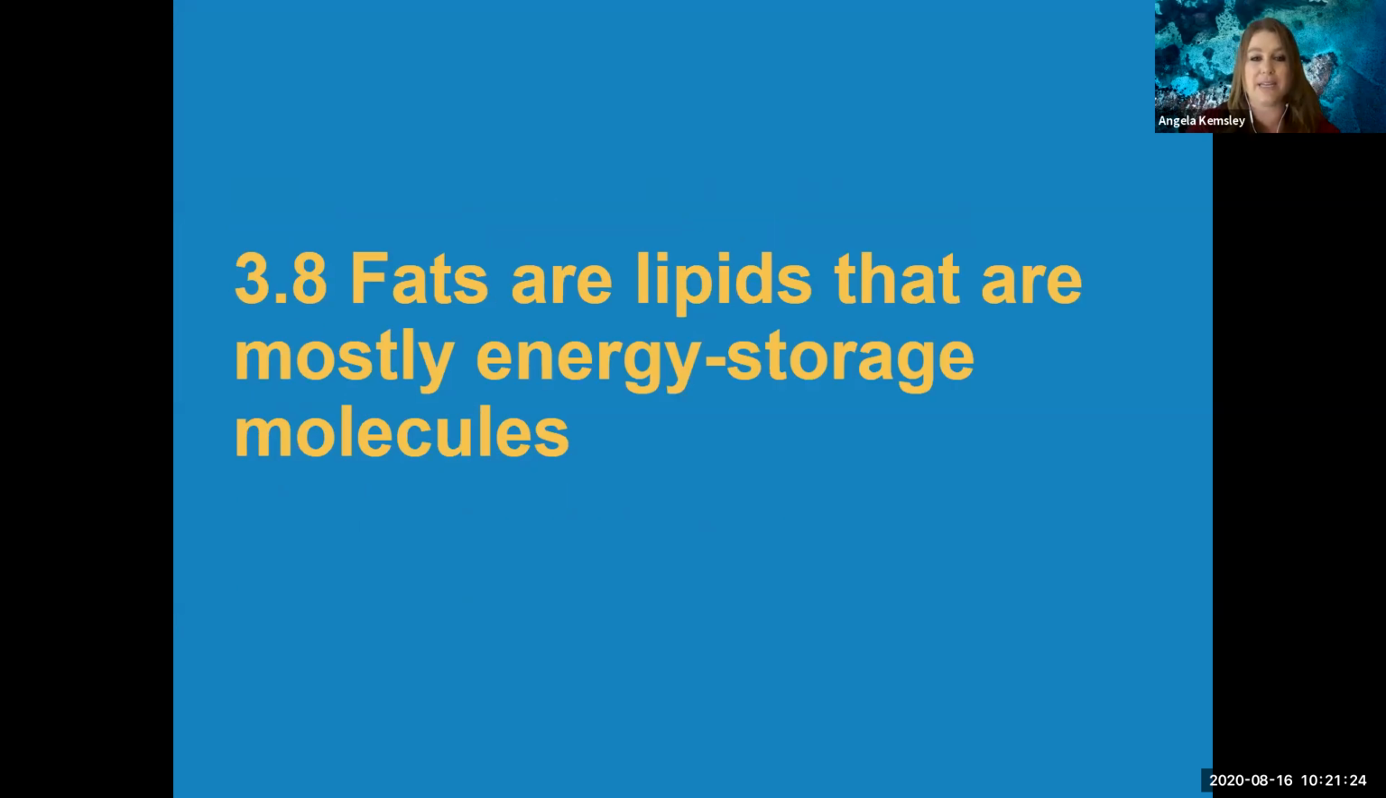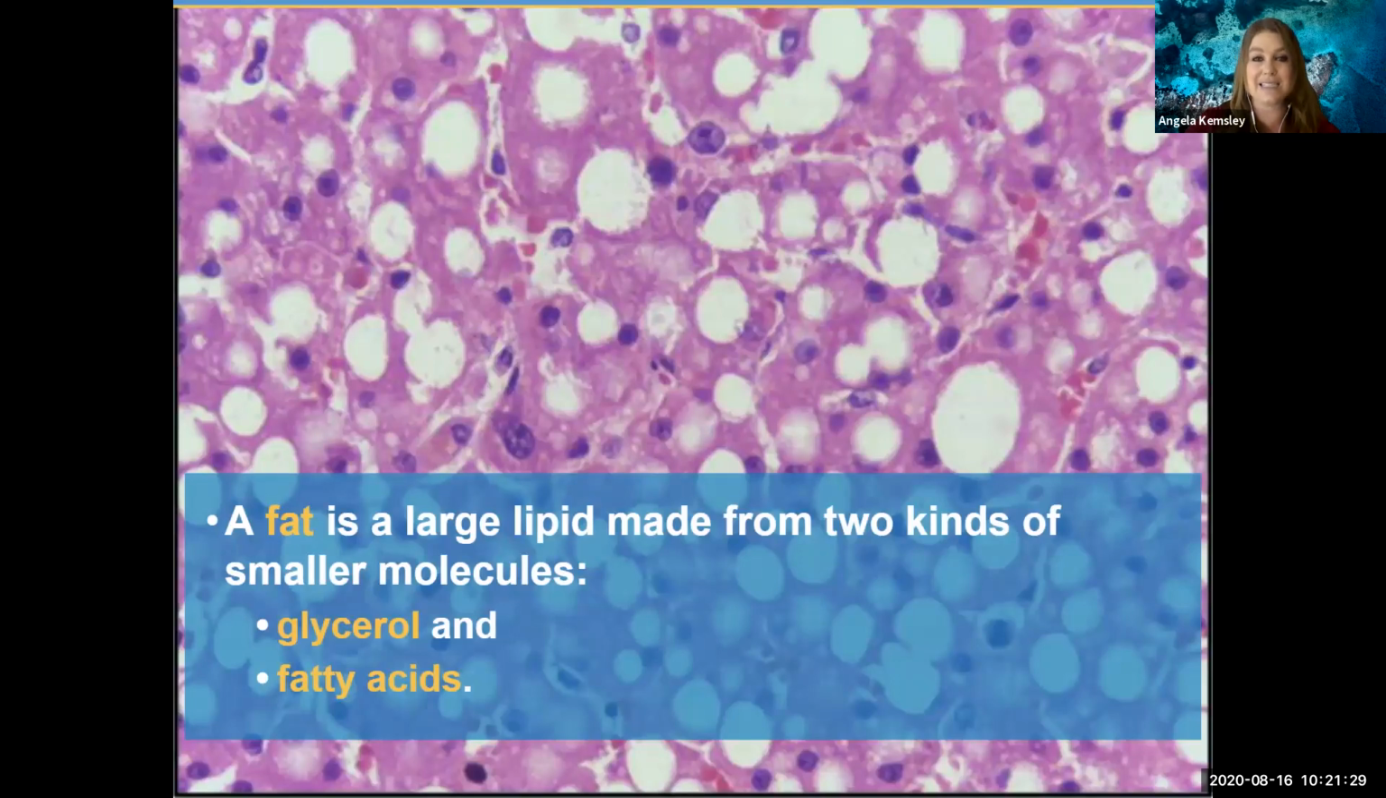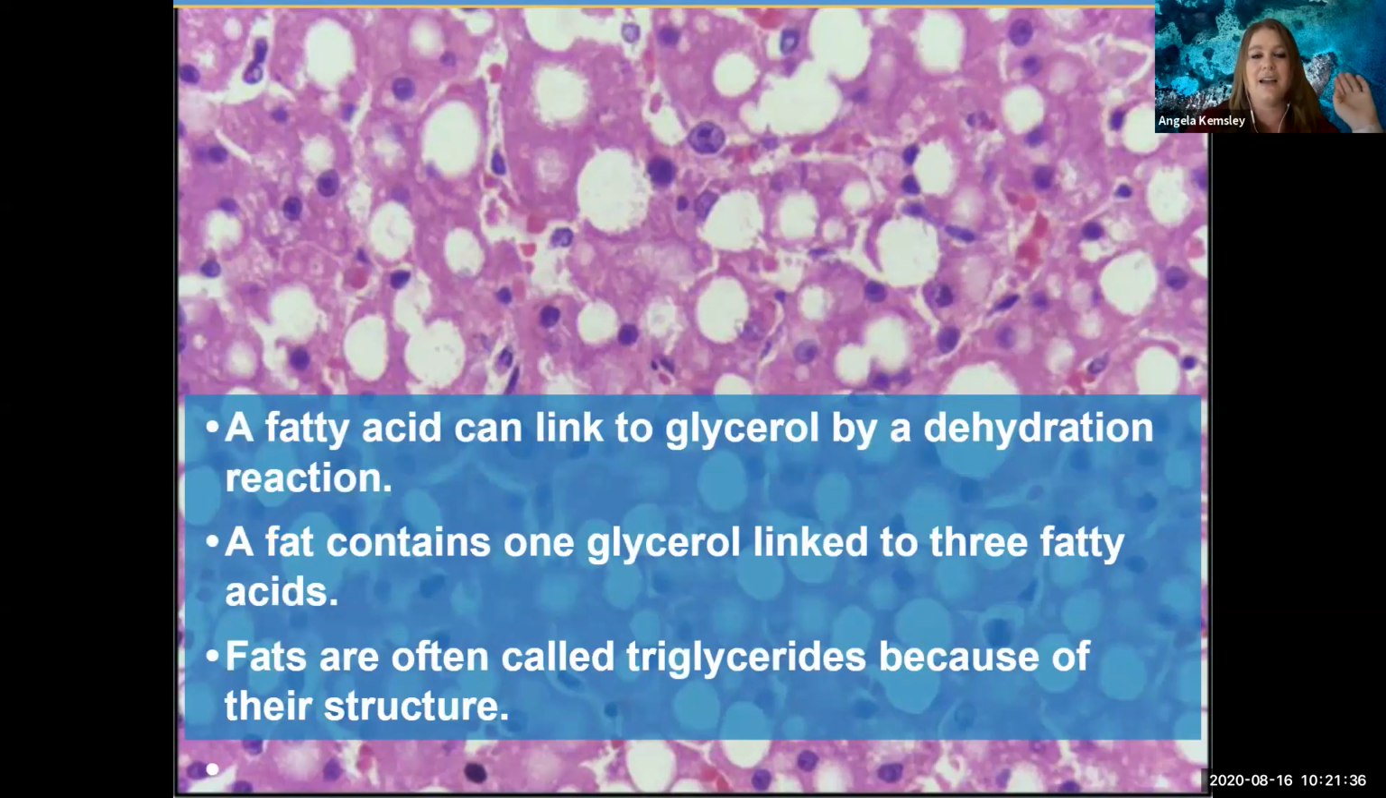So fats are lipids that are mostly energy storage molecules. A fat is a large lipid that's made up of glycerol and fatty acids. A fatty acid can link to glycerol by a dehydration reaction. A fat contains one glycerol linked to 3 fatty acids. We're going to look at a picture of this. And fats are often called triglycerides. The prefix tri means 3 because of those 3 fatty acid tails.